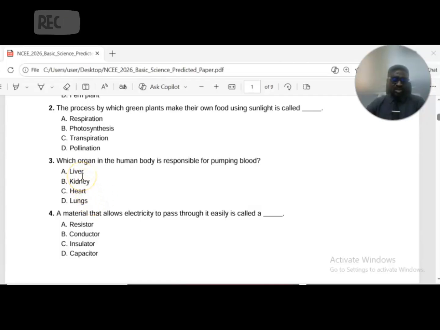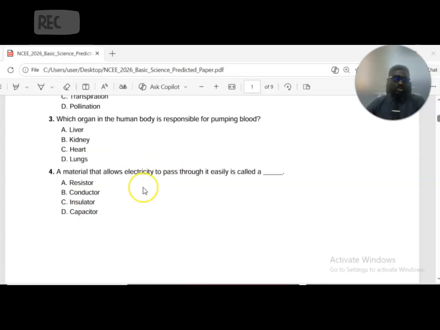The liver is an organ that performs its own function. It's not related to this question. The kidney does its own function in the excretory system. The liver is part of the excretory system. The lungs are part of the respiratory system. But for pumping of blood or circulation, it has to do with the heart. So option C is the correct answer.